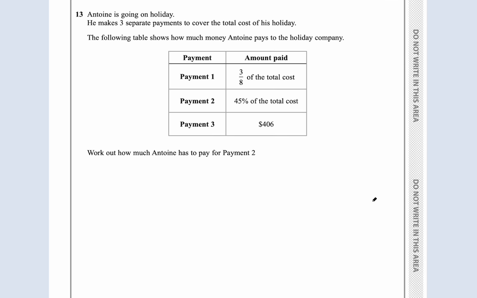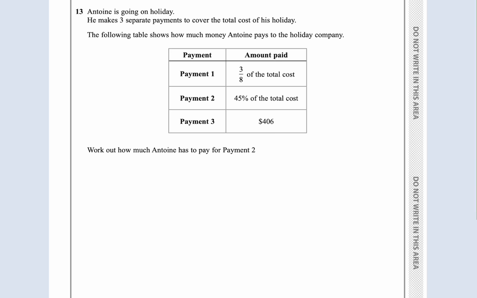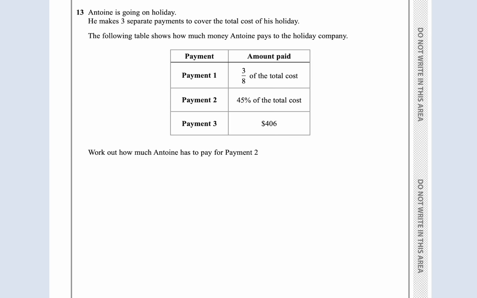Okay, question 13. Antoine is going on holiday. He makes three separate payments, payment one, payment two, payment three. Work out how much he has to pay for payment two. Okay, so he wants a value in dollars for payment two. So this is kind of tricky, guys, because this is a percentage, this is a fraction, and this is actually a value.